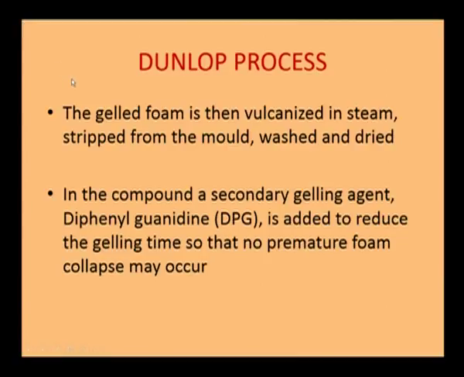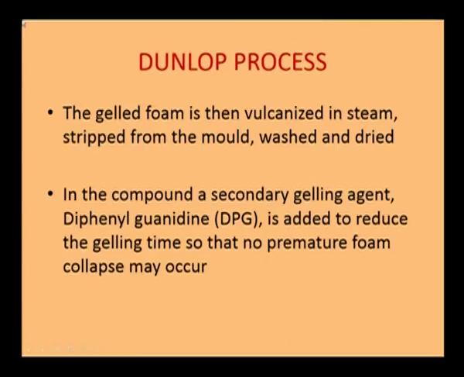In the previous portion, I told you about the gel formation of the foam. Now, this gelled foam is vulcanized. Vulcanization, you already know, is a process of hardening the raw rubber by adding sulfur. That is carried out in steam, not direct heating: you send steam, strip the mold, wash and dry. After vulcanization, you take out the foam, then wash it thoroughly, then dry it.